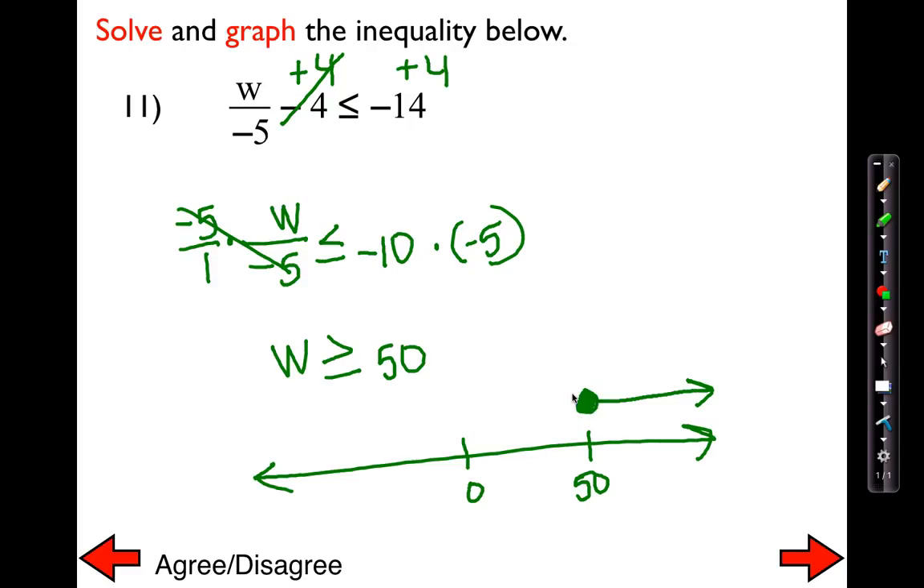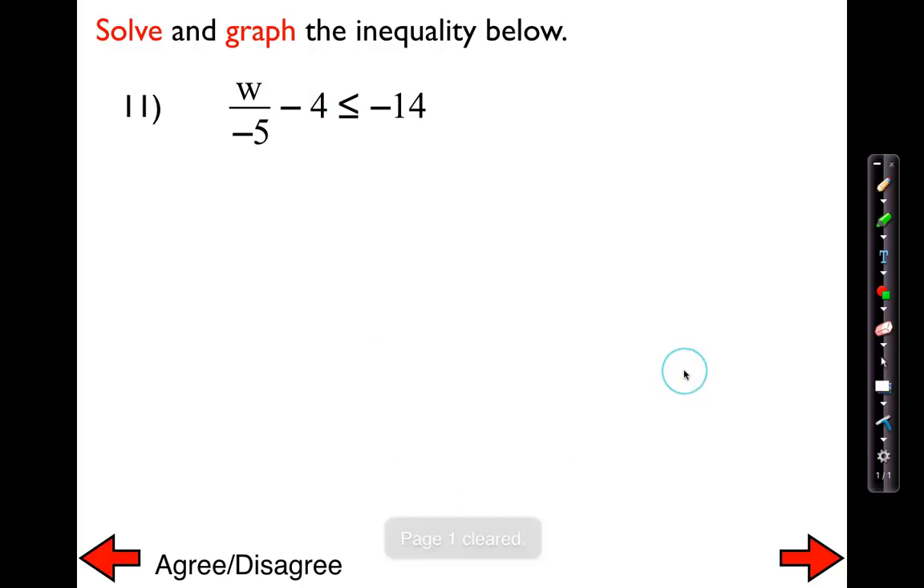Now, real quick, let's talk about what this means. This means the number 50 and any number above 50, including decimals and fractions, will be a solution for w. Now, here you can visually see it. Do you think 0 is a solution? The answer is no. It doesn't fall within this particular range. So, remember that.